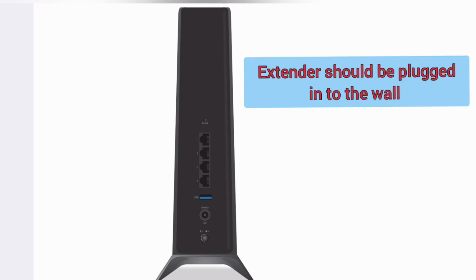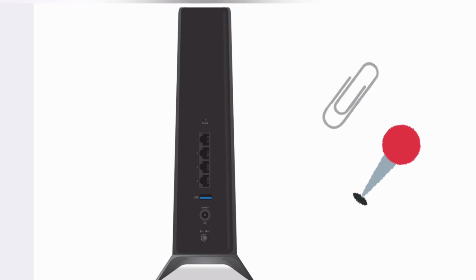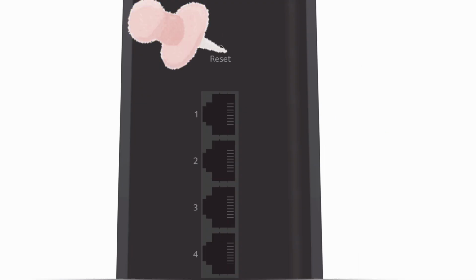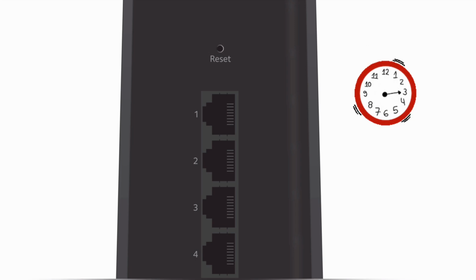To reset it, make sure your extender is plugged into the wall and the power LED is stable. Now grab a paper clip or anything pointed and put it inside the reset hole of the extender for around 10 seconds while the extender is still plugged into the wall. The power LED will blink amber during this process. After 10 seconds, take the pin out and wait for another 2 minutes until the power LED gets stable again.